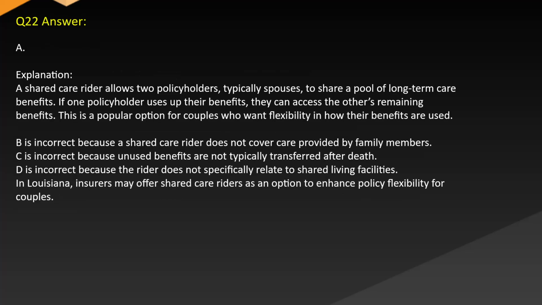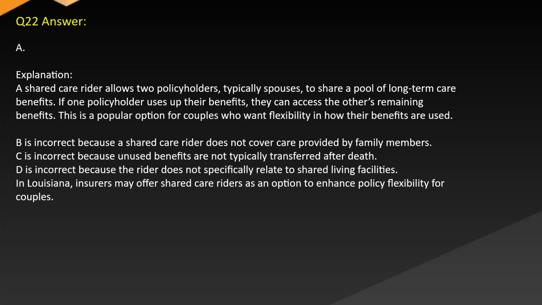Answer A. Explanation. A shared care rider allows two policyholders, typically spouses, to share a pool of long-term care benefits. If one policyholder uses up their benefits, they can access the other's remaining benefits. This is a popular option for couples who want flexibility in how their benefits are used.